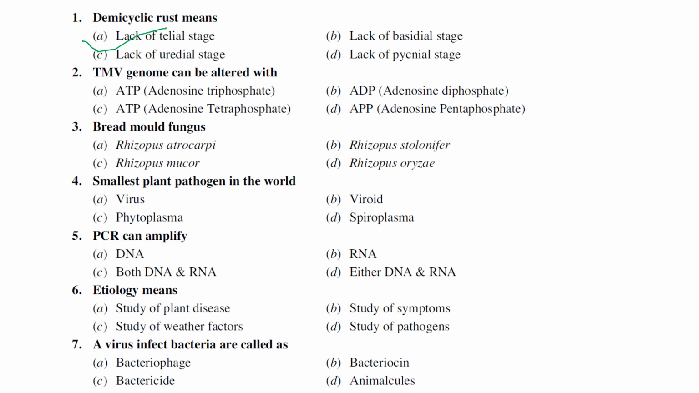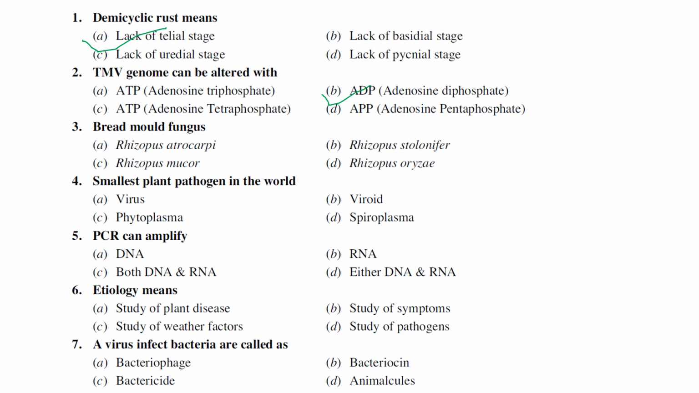The second one is the TMV genome can be altered with tobacco mosaic virus. The genome can be altered with ADP, adenosine diphosphate. Tobacco mosaic virus was a very important plant virus when it comes to plant virology, because majority of the first discoveries and breakthroughs were made with it. It is a completely model plant virus for plant virology. So generally the genome can be altered by using ADP, adenosine diphosphate. I think you all know ADP very well.